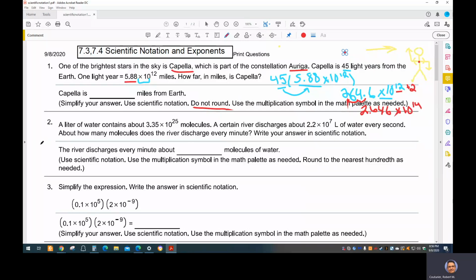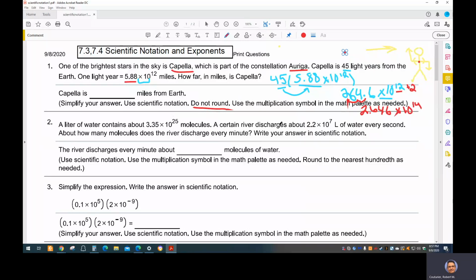And as they go, they may try our patience in some of these, but we have to just do our best, okay? Does a liter of water contain about 3.35 times 10 to the 25 molecules? So a liter contains this much.